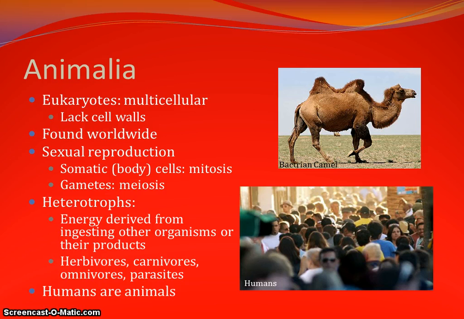Animalia are heterotrophs, which means that their energy is derived from ingesting other organisms or their products. And some examples of Animalia are herbivores, carnivores, omnivores, and also parasites. And humans are animals. So as we can see in the picture, an example of an animal is a Bactrian camel, and humans as well.